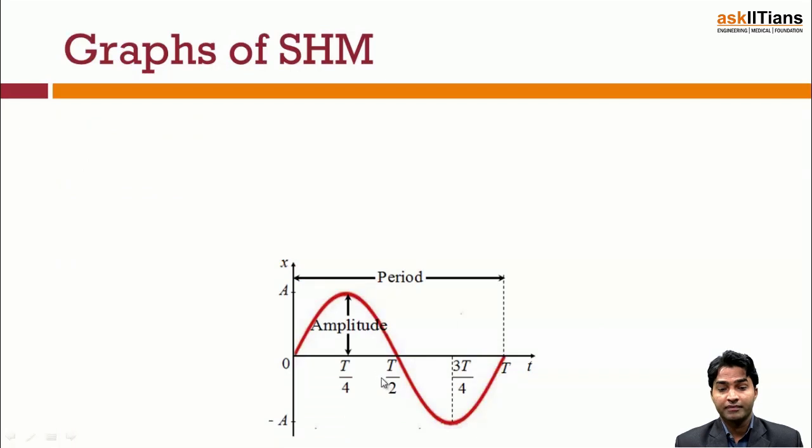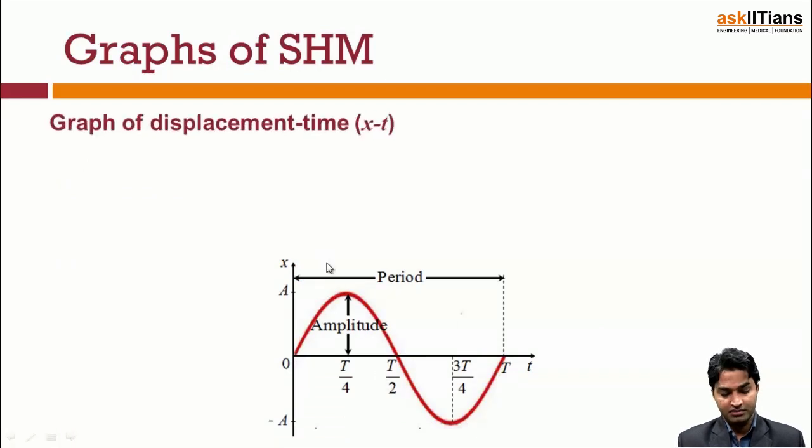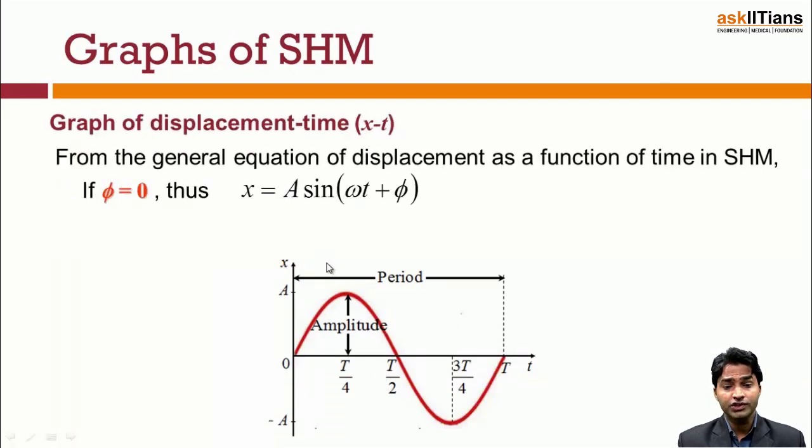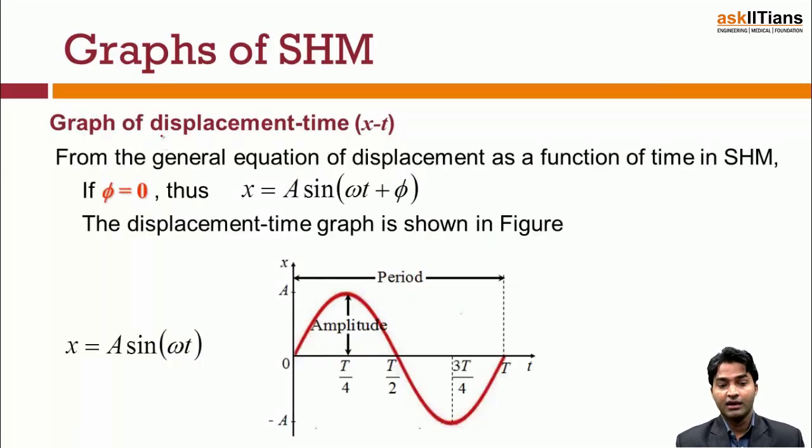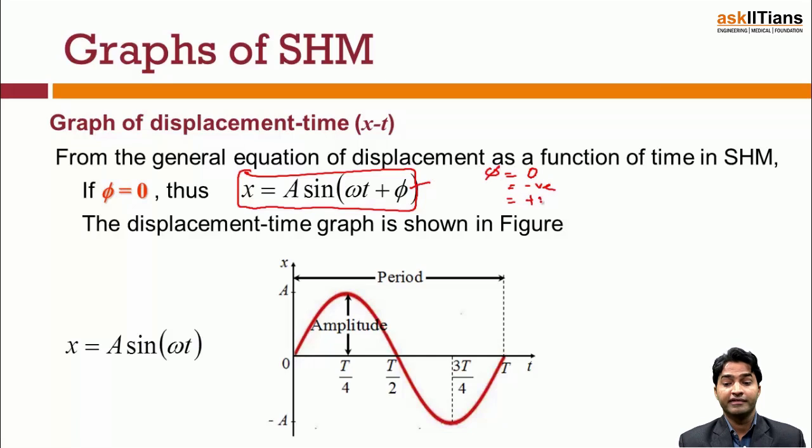So we would like to draft the graph of the different terms. First of all, we would like to draft the graph for displacement. Already we discussed displacement can be represented by x is equal to a sine omega t plus phi. At any time t, the displacement x is equal to a sine omega t, where phi is the phase difference. Phi can be 0, negative, or positive. If it is leading, it would be positive. If it is lagging, it would be negative. If it is at the mean position, in phase, it would be 0.